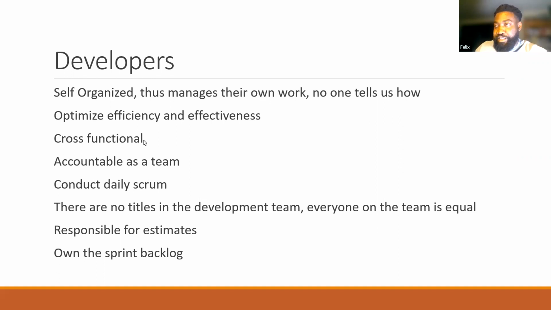When we say a team is cross-functional, it mainly means they have all the skill sets needed to get a product to done. So all the skills you need in your team to be able to work on your product and get it to done. That's what I mean by a cross-functional team. They are accountable as a team. They conduct daily Scrum. Basically, the daily Scrum is owned by the developers. You could have some Scrum Masters facilitating, but it is their event.